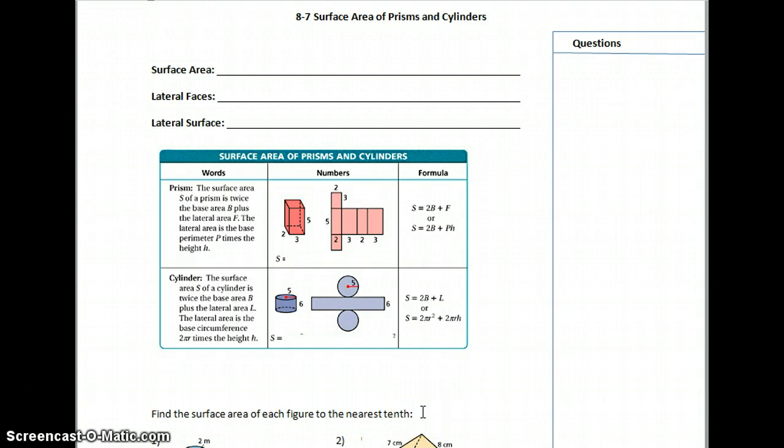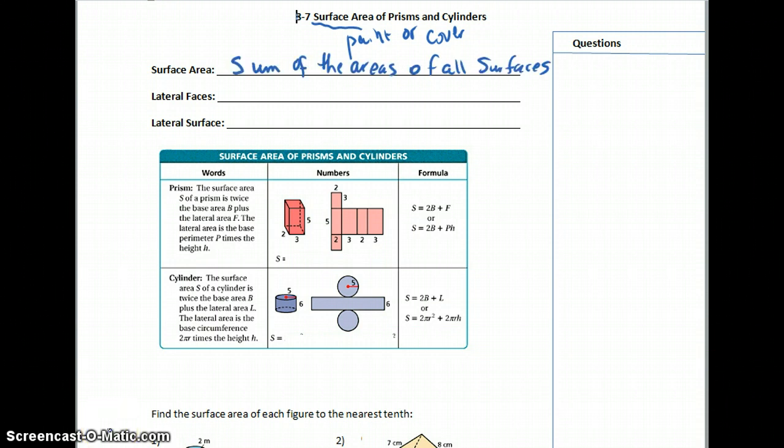Welcome to 8-7, surface area of prisms and cylinders. When we say surface area, what we're really talking about is if we were going to paint or cover this figure, how much paint would we need to paint each surface? The technical definition is it's the sum of the areas of all the surfaces.